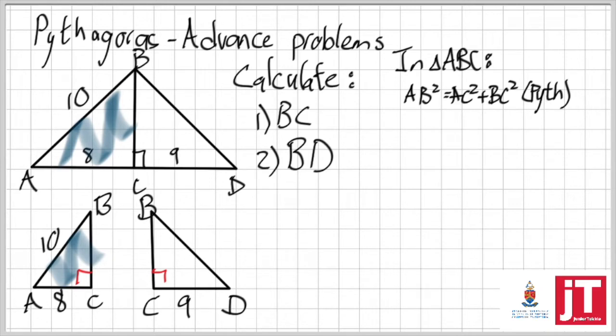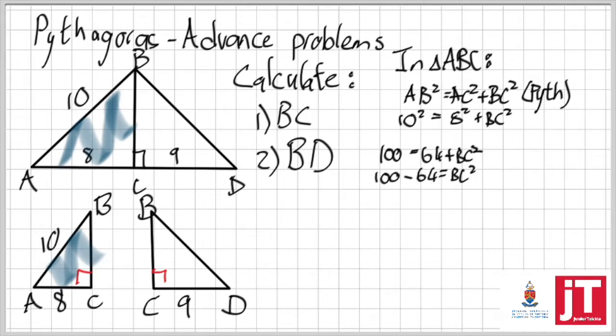So when I look at the theorem of Pythagoras, let's just analyze why I pick triangle ABC. Because I've got the length of two sides, while in triangle BCD I've got only the length of one side. So let's go and substitute our values in. And now I'm going to solve BC. So 100 is equal to 64 plus BC squared. Take it over. I'm left with BC squared being 36. Taking the square root on both sides, the length of BC is 6.